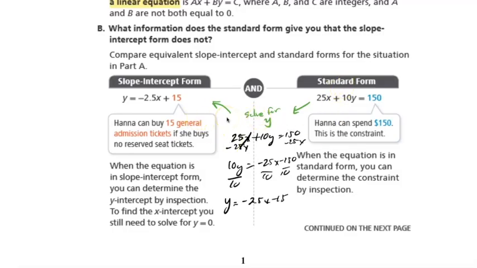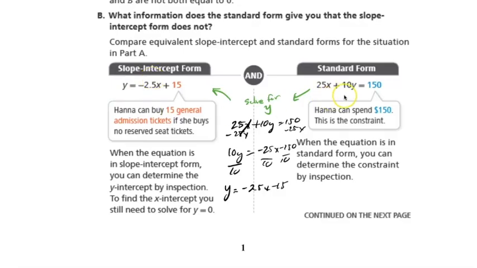That's what they did to put it in slope-intercept form. They solve for y. You can always do that. What does that give you? It gives you the y-intercept, which in this case is the general admission tickets. It doesn't give me anything about the x values, and doesn't give me a constraint. So while it's helpful, it's not as helpful as standard form for a problem like this.